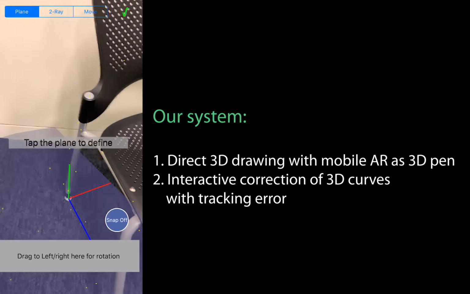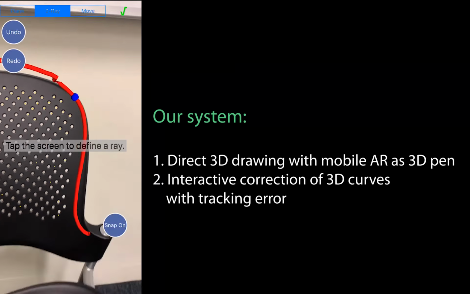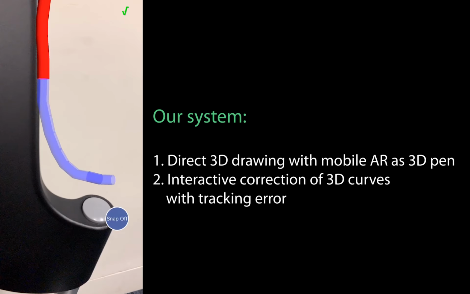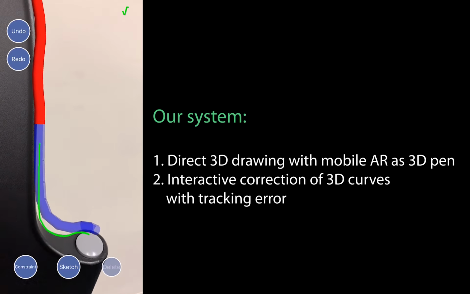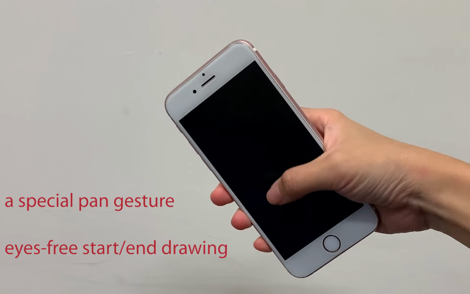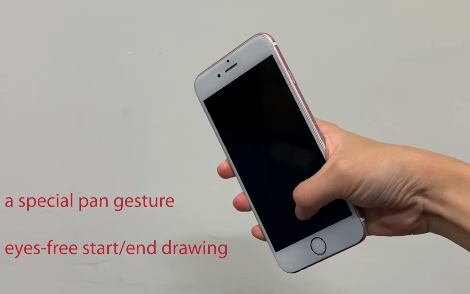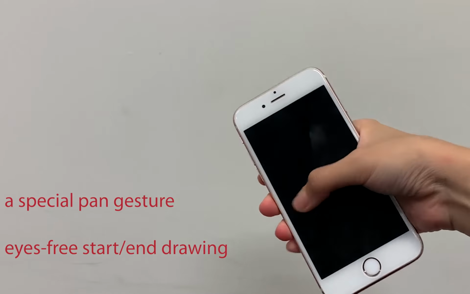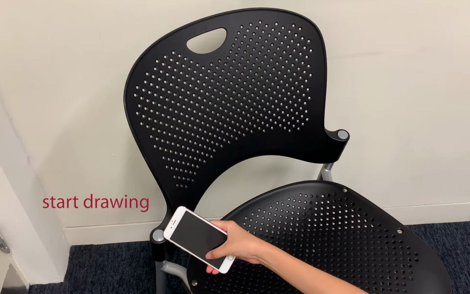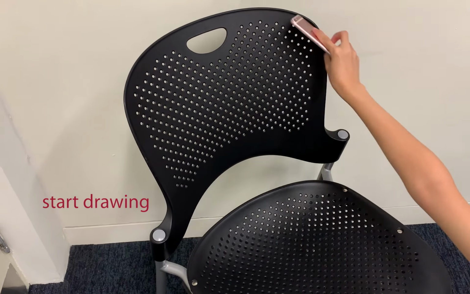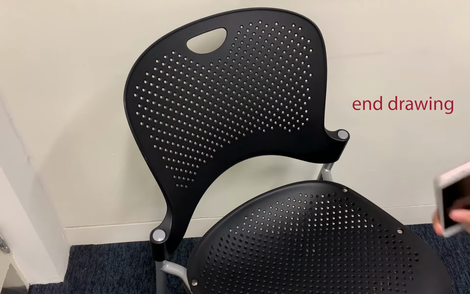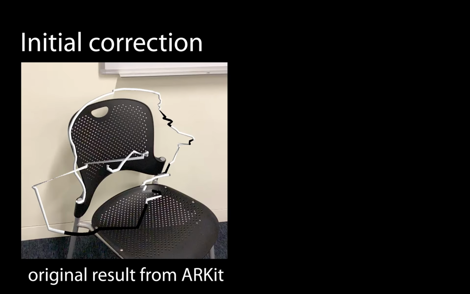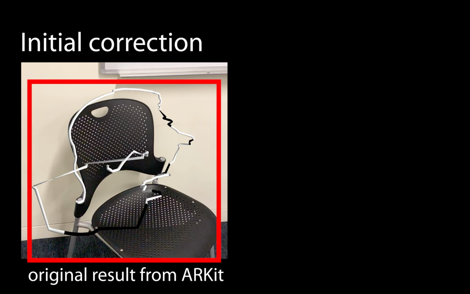So we present a system supporting both in situ 3D curve construction and interactive curve refinement to reduce tracking errors. To ensure eyes-free interaction, we propose a special pan gesture to start and finish drawing, with vibration feedback for activation. Then the user uses the phone like a 3D pen to create 3D curves. The original result contains a lot of errors. They are world drift, short-term track loss, sudden track loss, and accumulated drift.